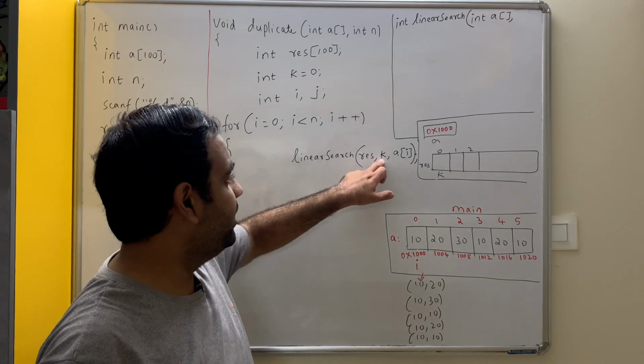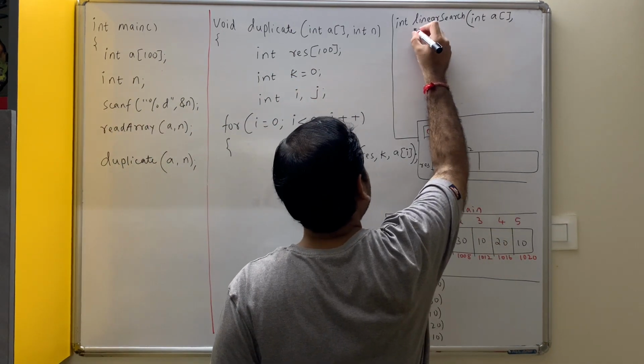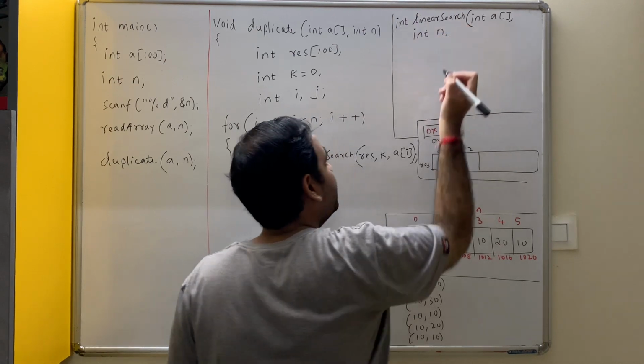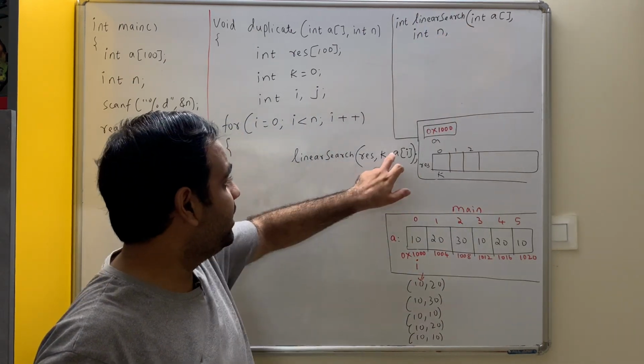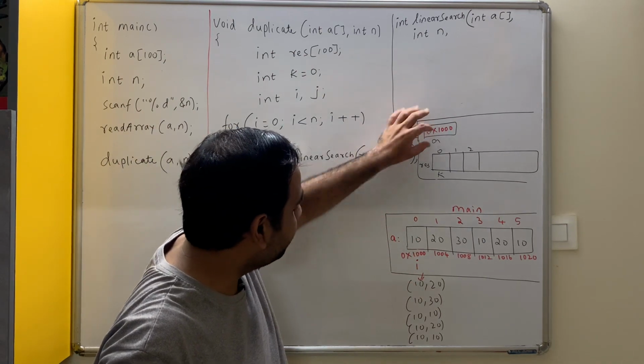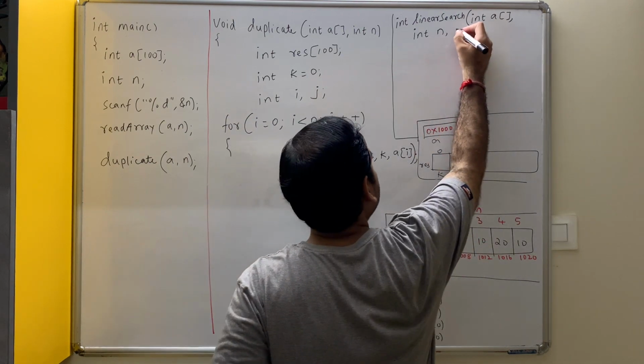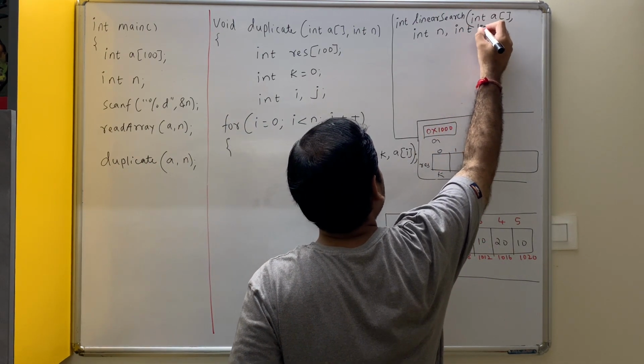The second parameter is k. What is the data type of k? Integer. Therefore I write here integer n, number of array elements. What is the third parameter? A of I. A of I is nothing but 10. Now see here, a is an array, but a of I is an integer. Therefore I want to search key.